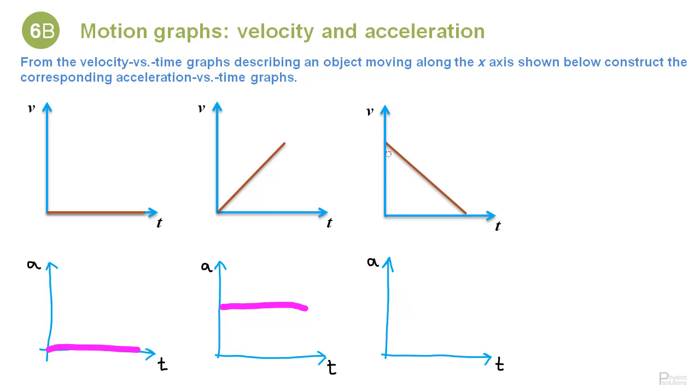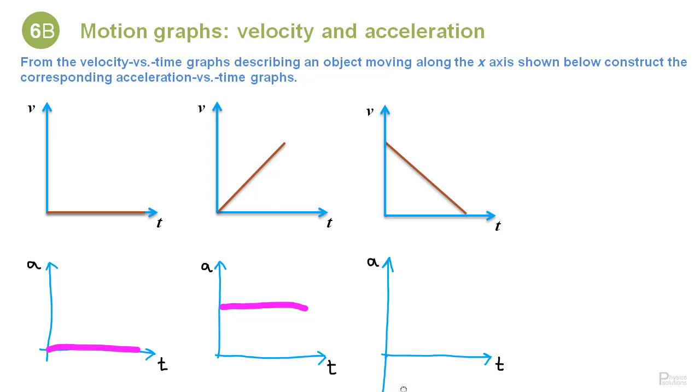Alright, so we know that the velocity is decreasing. The slope here is negative because the line is going down. Therefore, the acceleration will be negative. That means the acceleration line will not be somewhere here, it's going to be down here. For this reason, I will have to extend my acceleration axis a little bit down so I can accommodate a negative value. Alright, so we have that part.